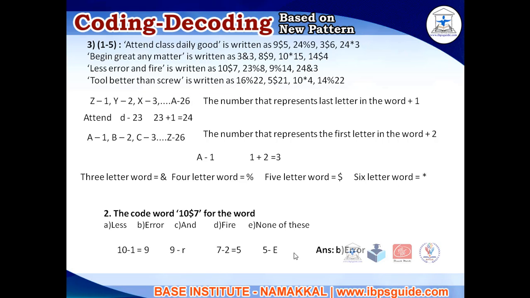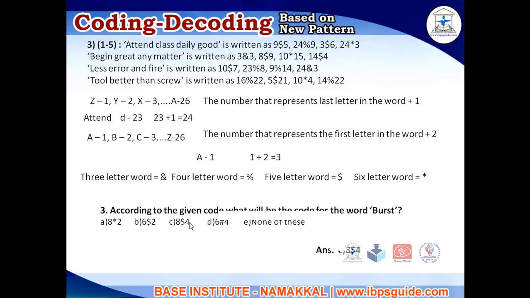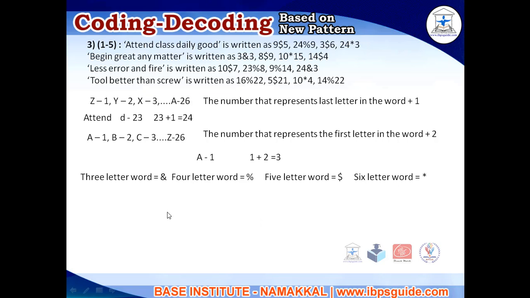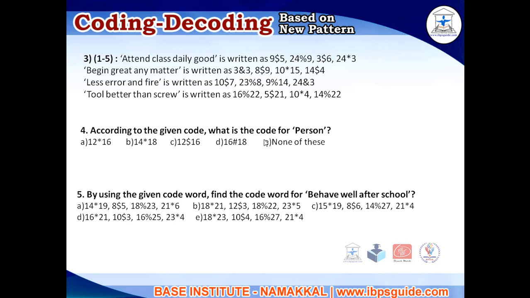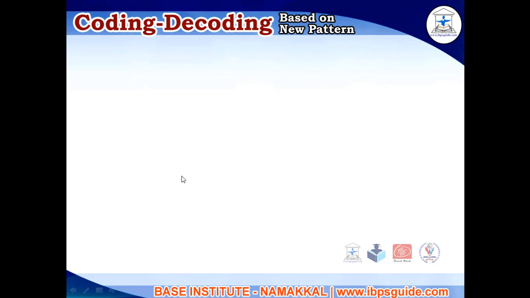Okay guys, next we move on to the next question. According to the given code, what will be the code for the word burst? Guys, here based on our logic, the option C, that is $8.4, will be the answer. Friends, depending on the logic, let's do these questions on your own. According to the given code, what is the code for person? And also, by using the given code word, find the code word for behave well after school. I hope that you will get the same results as I mentioned here, friends. Okay guys, let's move on to the next set of coded terms.